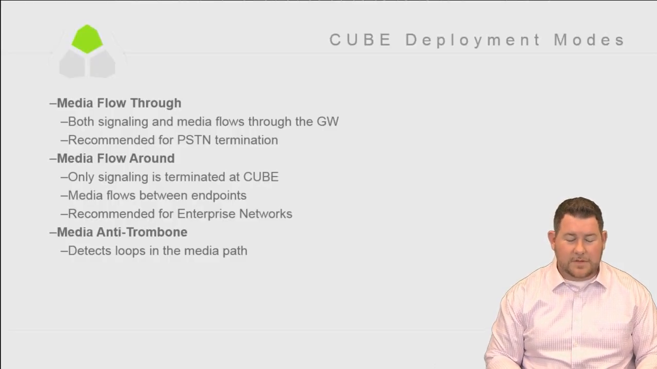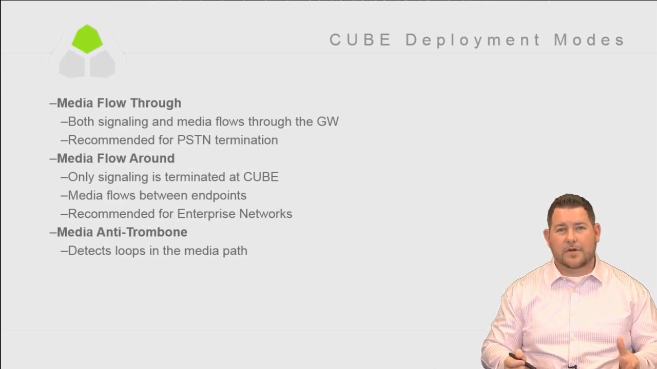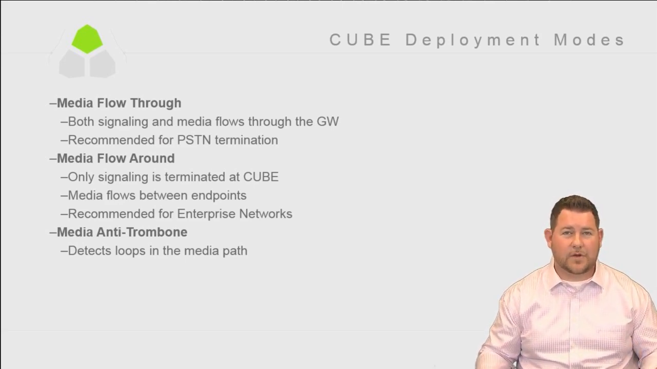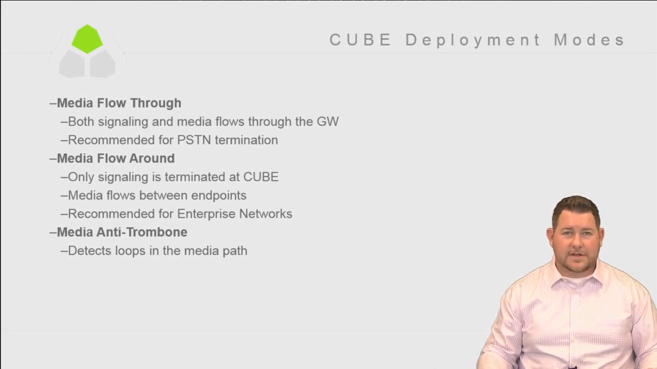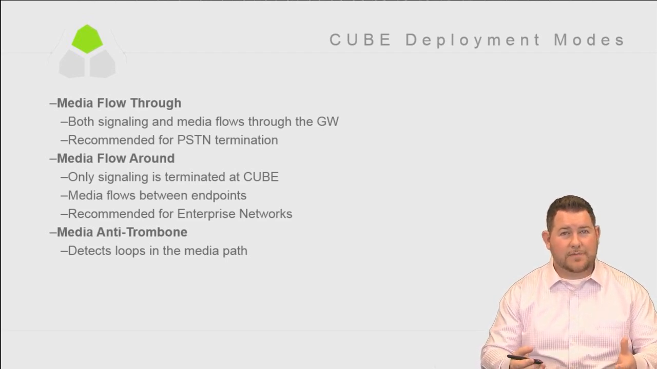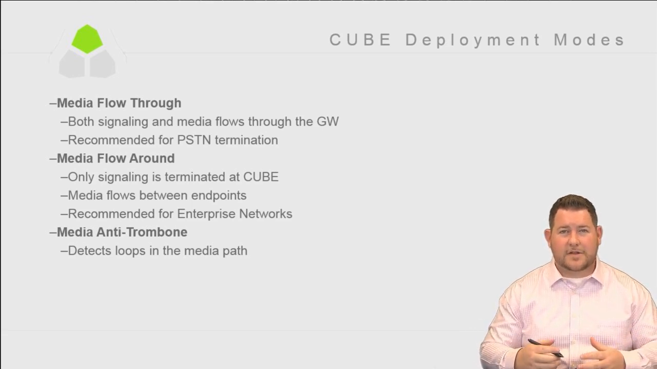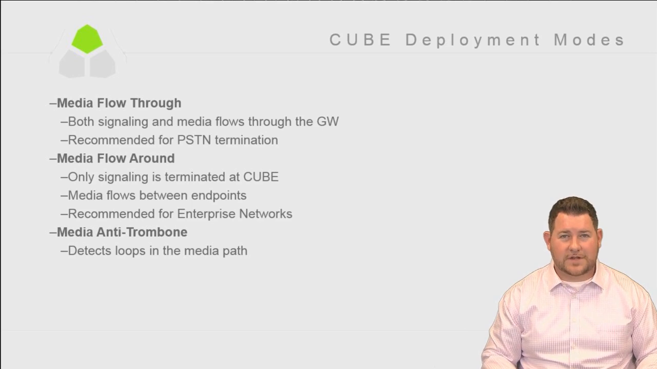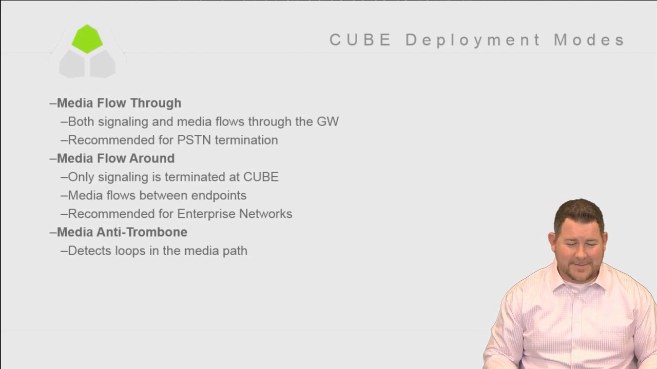All right, so the next thing we have here is media flow around, and that's basically the default behavior of a phone normally if it's not going through cube. Your media is going to flow around whatever the signaling path is. So cube is setting up your signaling path, and now we're saying media flow around, so that means let the endpoints communicate together, and don't dictate where the media flows at all. Just set up the signaling path and get out of the way, is basically all that's saying. So only the signaling is terminated at cube at that point.